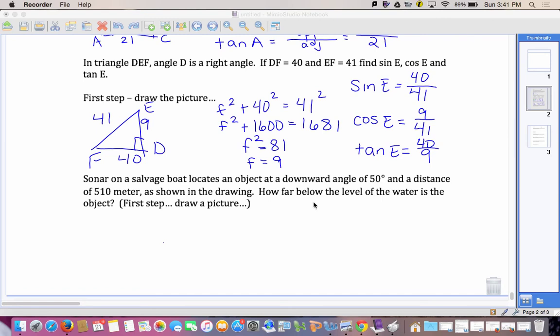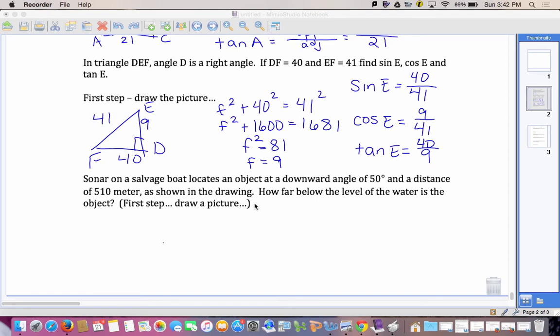Sonar on a salvage boat locates an object at a downward angle of 50 degrees and at a distance of 510 meters, as shown in the drawing. How far below the level of the water is the object? So your first step is to draw the picture, and you can find that on page 295.